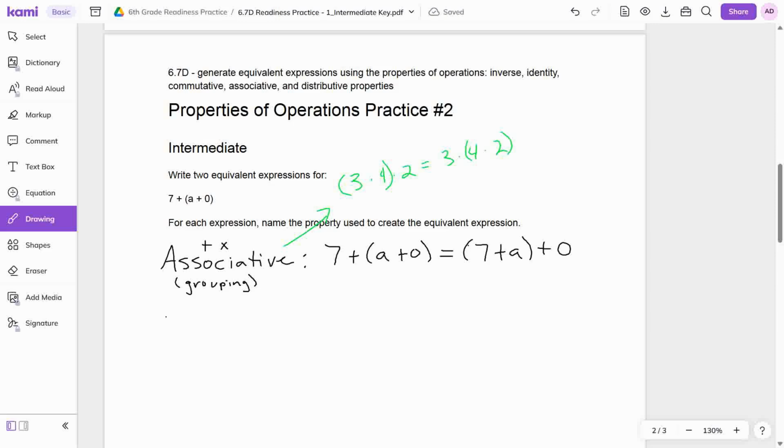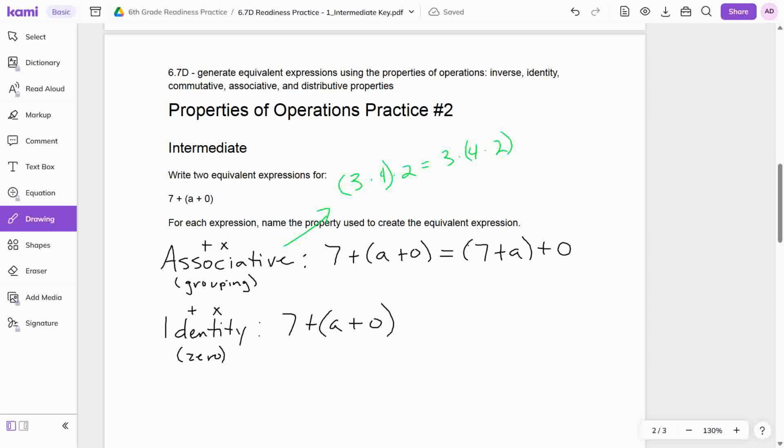I could also use the identity property. Sometimes we think of this as our zero property, because hopefully we notice that adding zero doesn't do anything. When we're doing addition, we're adding zero. When we're using multiplication, it's multiplying by 1. But basically, nothing happens. So we can go 7 plus a plus 0.